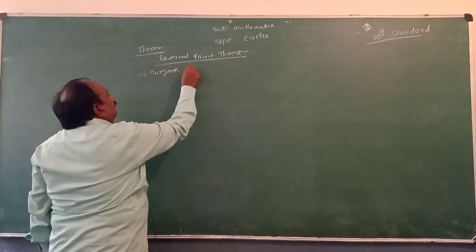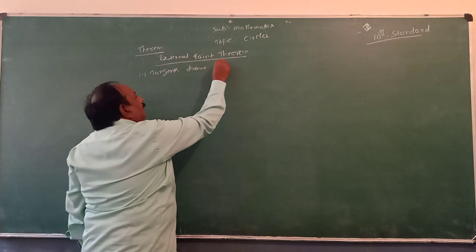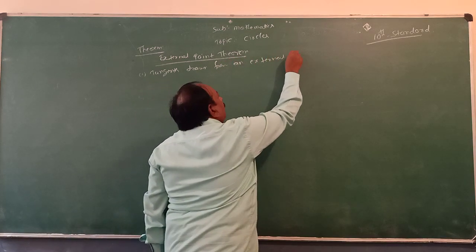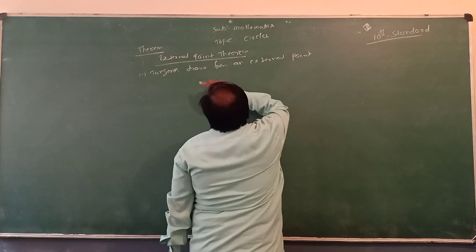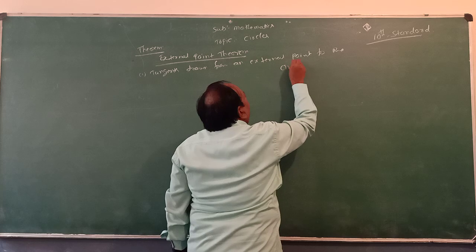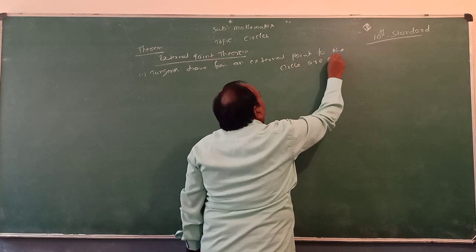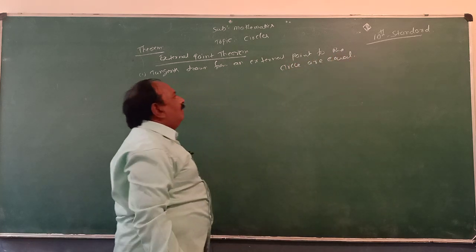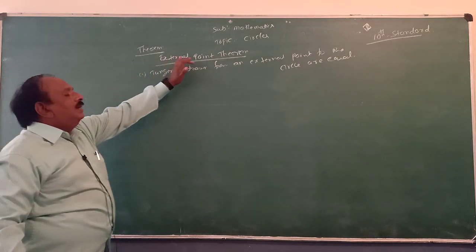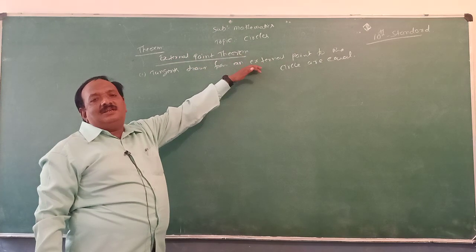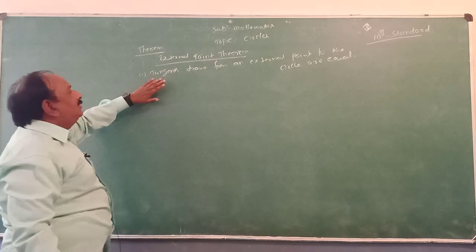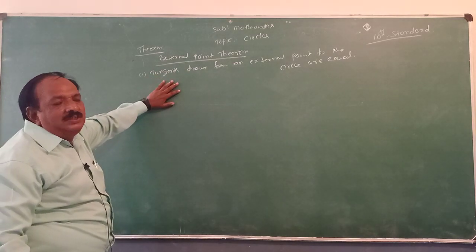What does the theorem tell us? Tangents drawn from an external point to the circle are equal. This theorem is known as the external point theorem. In Kannada we say Vakya Bindu Prameya. This theorem is very important from the examination point of view.